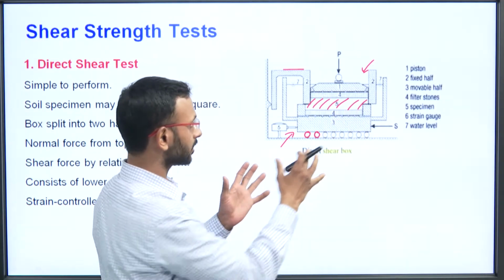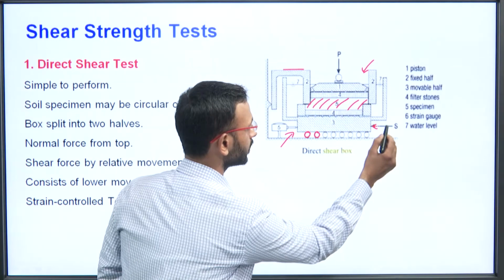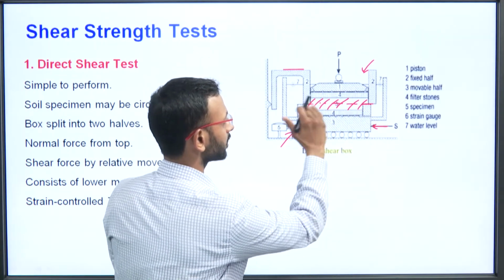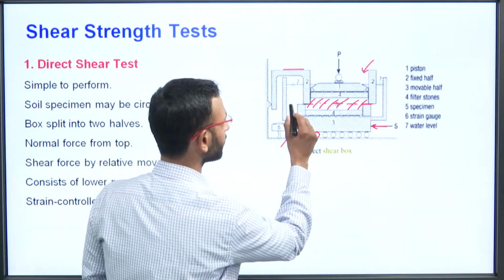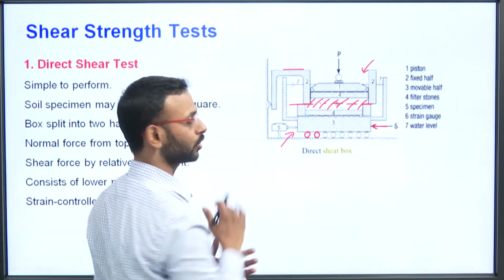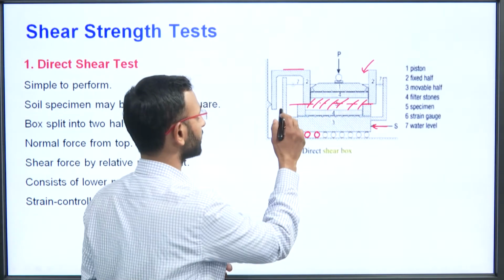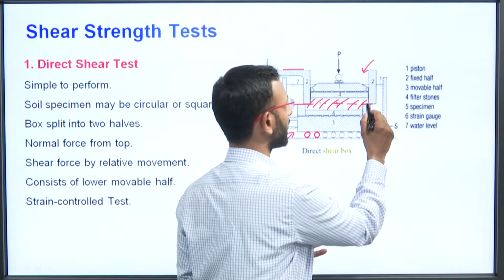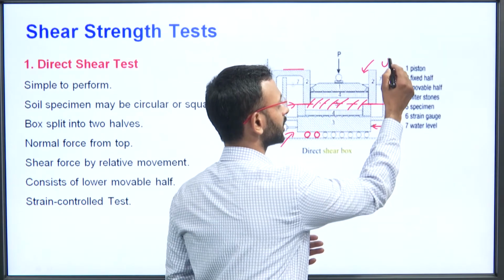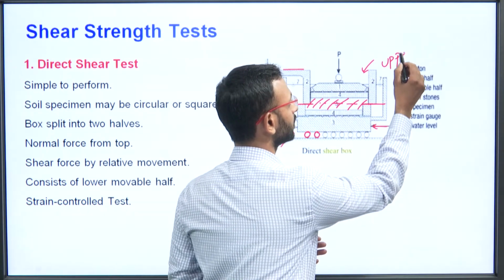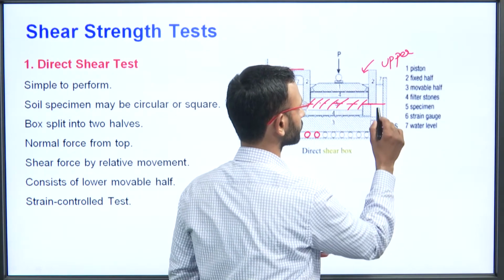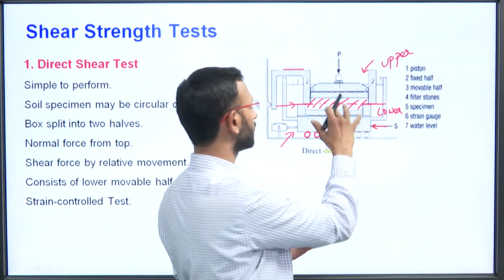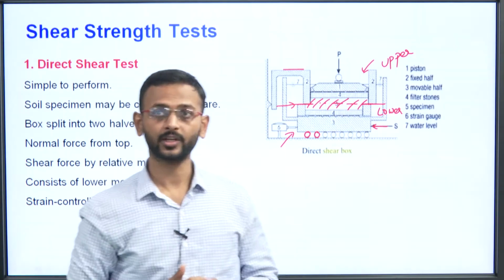When the lower part is moved, then what happens? The soil will be broken from this point. So you can say that the failure is occurring along this plane only. So the failure surface is already known to us, because wherever is the partition between the upper half and the lower half, at that place there will be the shear failure taking place.